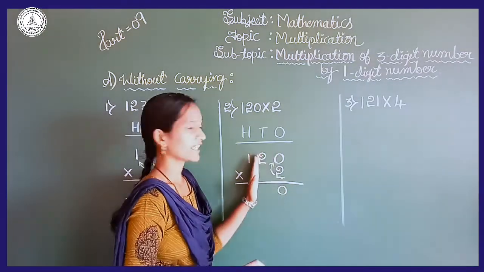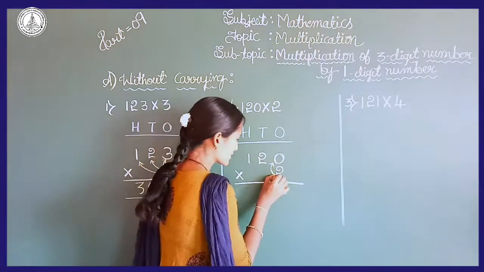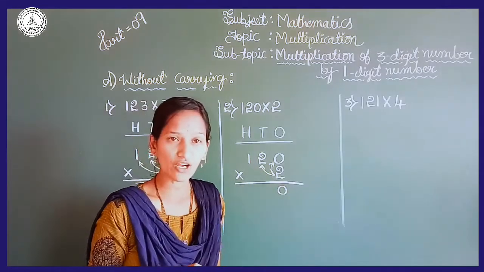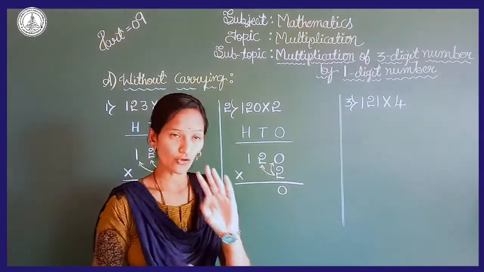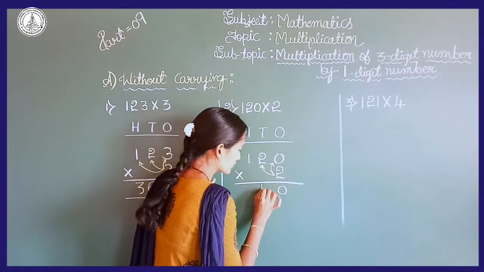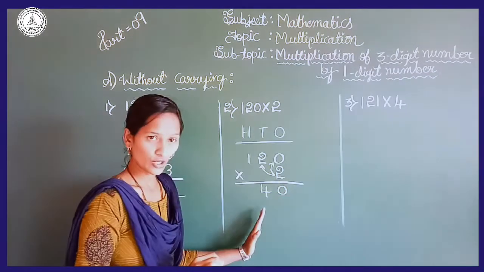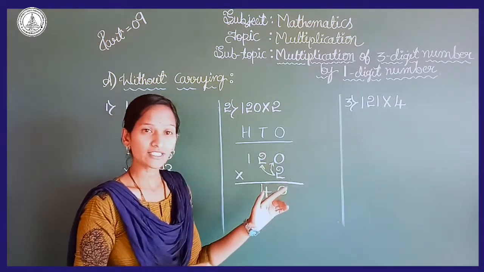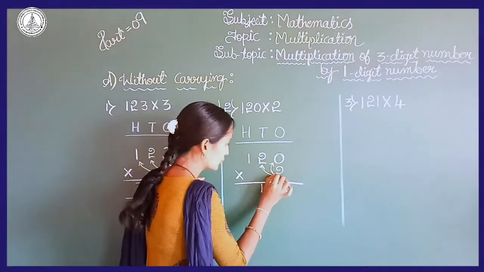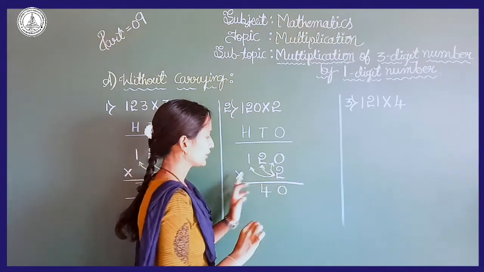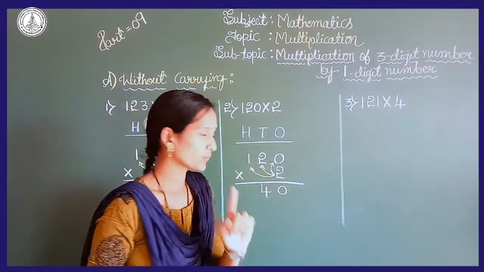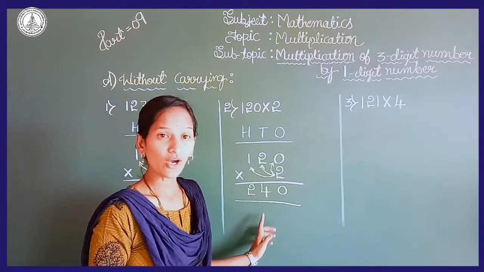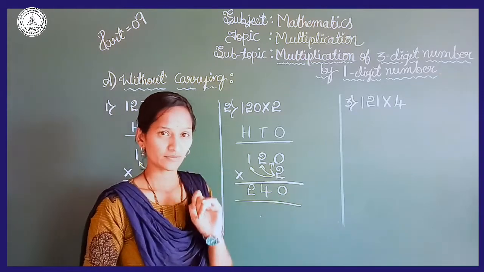So now come to the next column, that is tens. So 2 into 2. 2 twos are equal to what? 2 twos are 4. So write down this 4 in the tens column. So now we finish tens. Now I am moving to the last place, that is hundreds. So 2 into 1. 2 into 1, it is 2. Write down this 2 here. So which is our product? 240 is our product. Right?